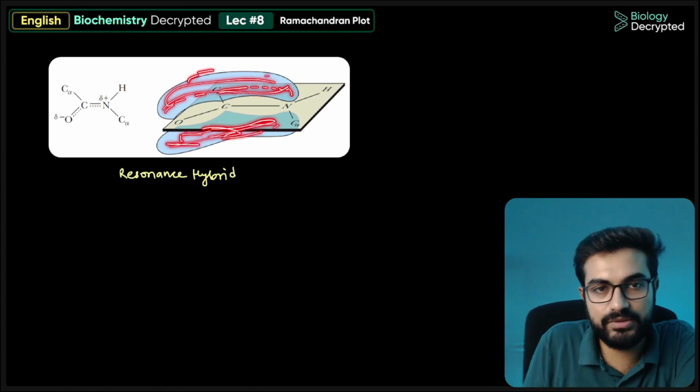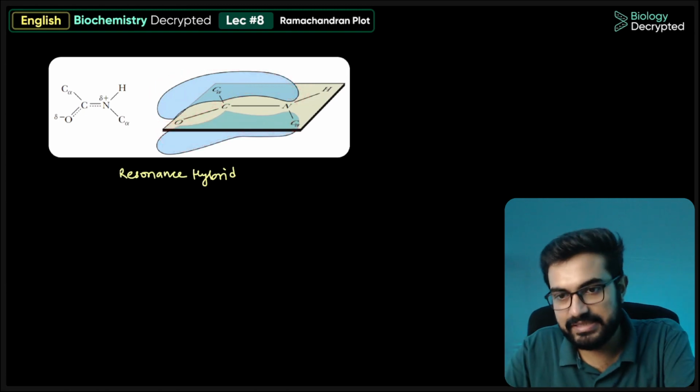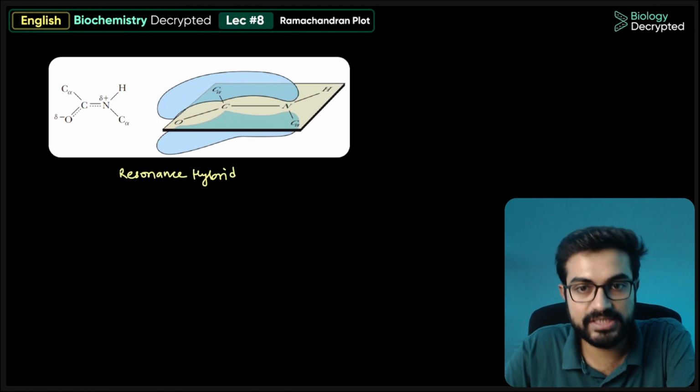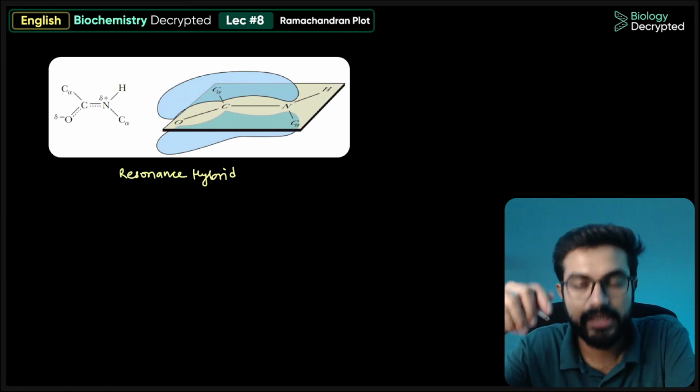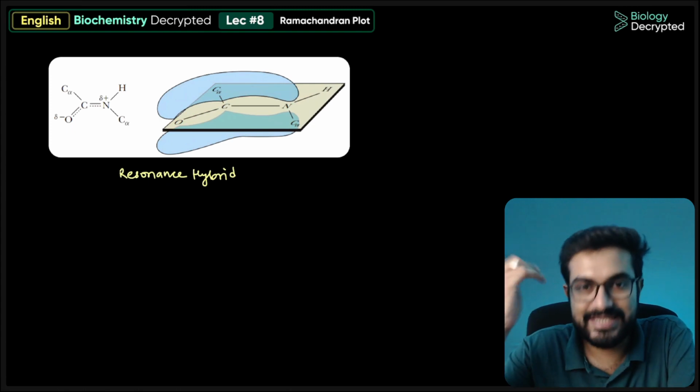And this is how you can see that the electron cloud is delocalized over these three centers, and this leads to stability. Obviously this leads to stability because charge is not concentrated on a particular atom, rather it is distributed among a few atoms, and this is how this leads to stability.